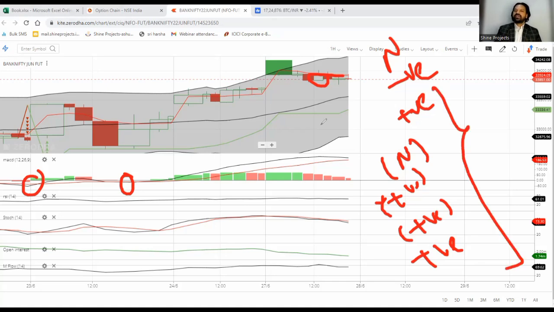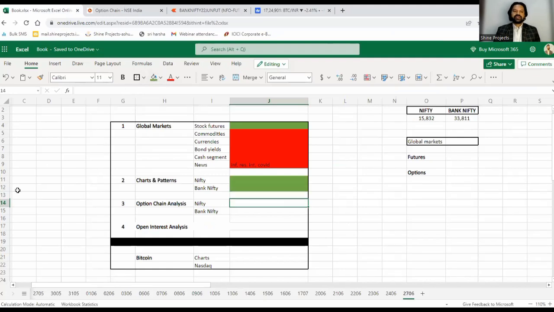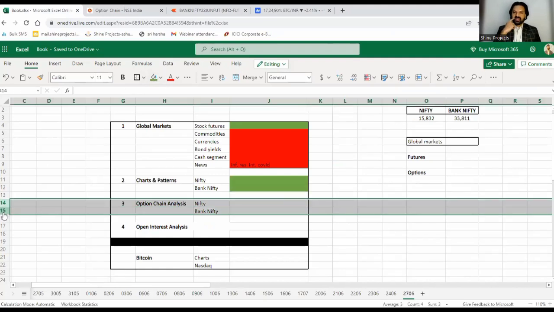So as there are many positive factors in comparison with the negative factors, the charts and patterns with regards to Nifty and Bank Nifty are giving me a positive symbol, positive momentum for tomorrow's trading session.